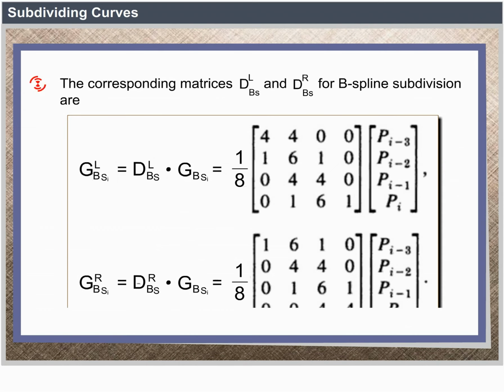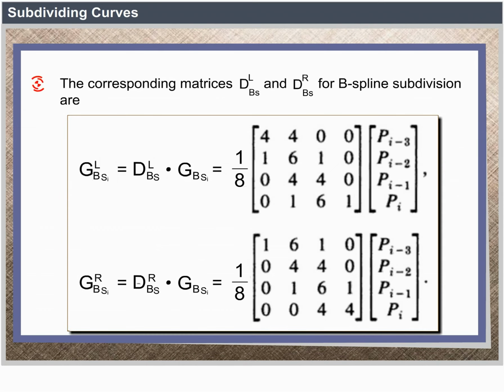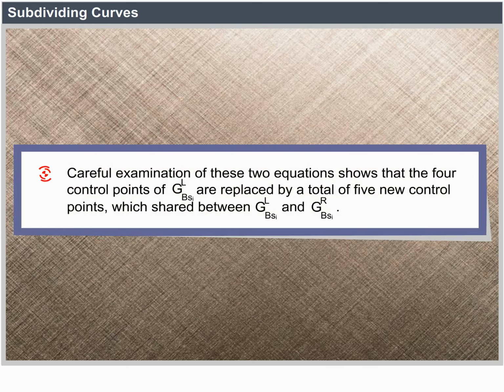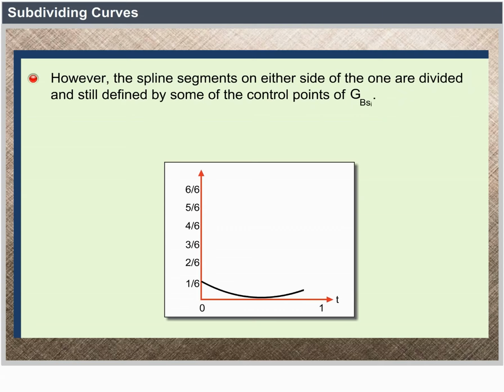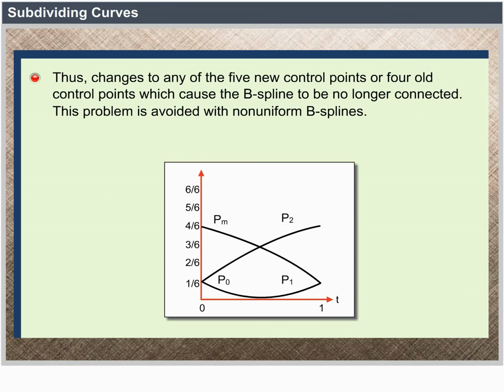Careful examination of these two equations shows that the 4 control points of GLBS are replaced by a total of 5 new control points shared between GLBSI and GRBSI. However, the spline segments on either side of the one being divided are still defined by some of the control points of GBSI. Thus, changes to any of the 5 new control points or 4 old control points cause the B-spline to be no longer connected. This problem is avoided with non-uniform B-splines.